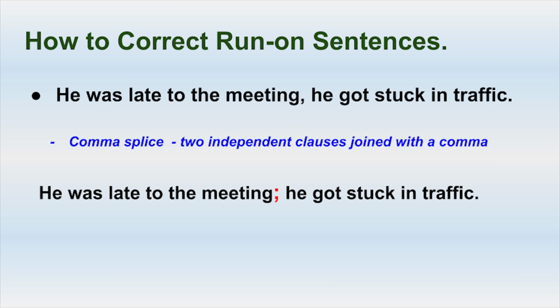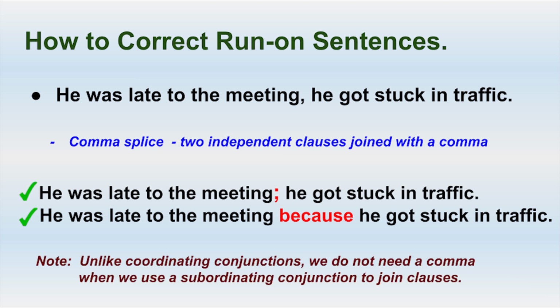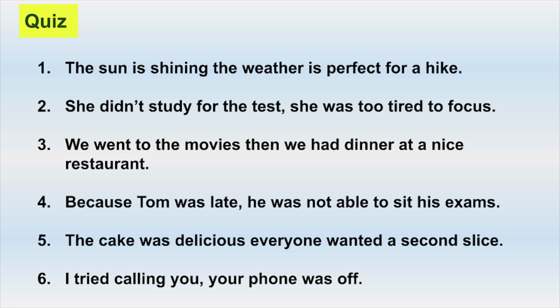However, instead of the semicolon, we could use the subordinating conjunction "because", and our sentence would still make sense. He was late to the meeting because he got stuck in traffic. So both methods of fixing the run-on sentence would be correct. Please note that unlike coordinating conjunctions, we do not need a comma when we use a subordinating conjunction to join clauses. Now for the fun part, let's do a little quiz to test what we have just learned.